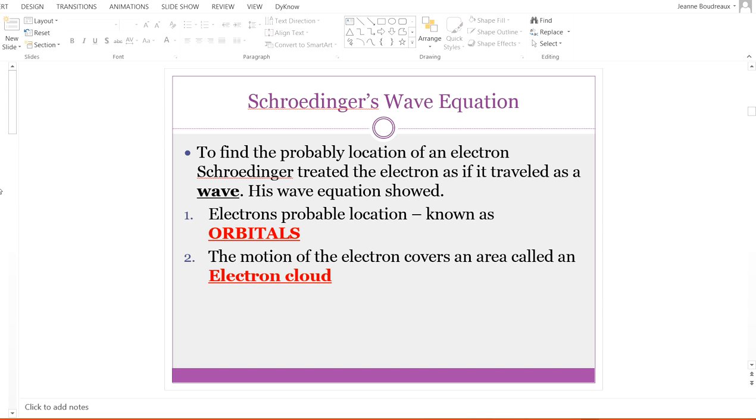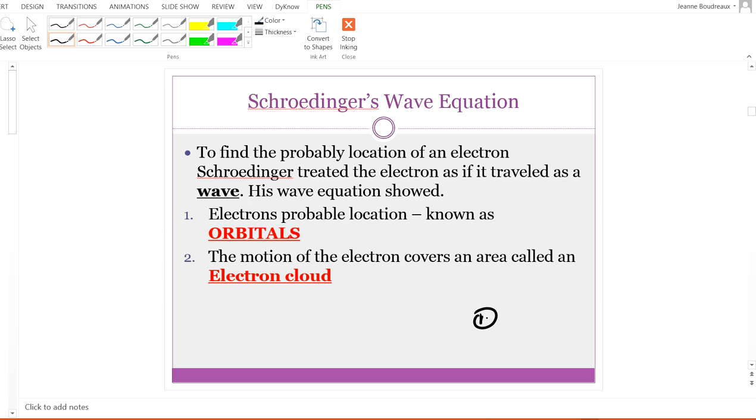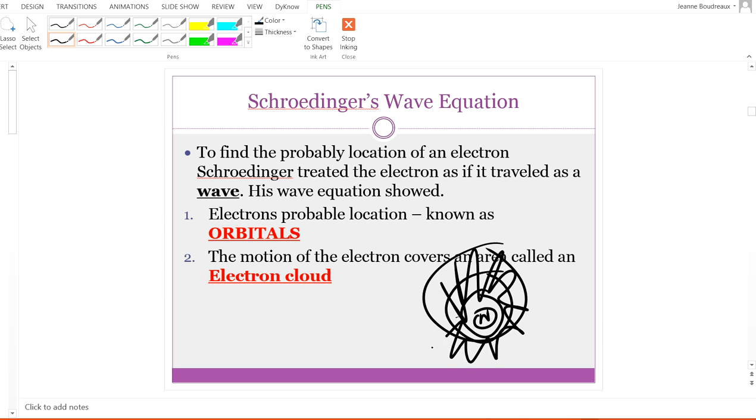So, for instance, if this was our nucleus here, and these were our energy levels, the electron cloud would be the area that contains the cloud. All of those energy levels would be considered the cloud, and those electrons would be moving somewhere in that electron cloud. We only can figure it out about 90% of the time. The other 10%, it's just unknown.